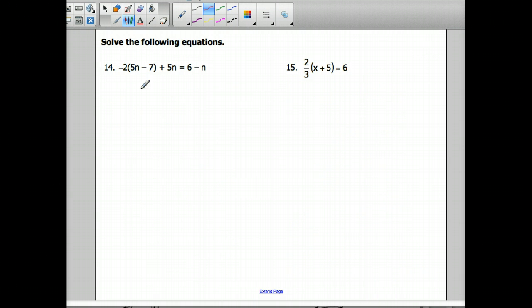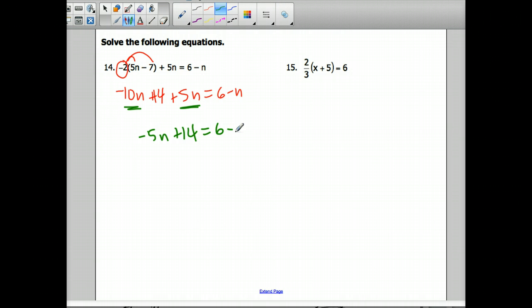On our next one here, we distribute this negative. Remember to include the negative. So it gives me negative 10n plus 14 plus 5n equals 6 minus n. So I've got to combine all my like terms. That would be the 5n and the negative 10n on the side. So I have negative 5n plus 14 equals 6 minus n.